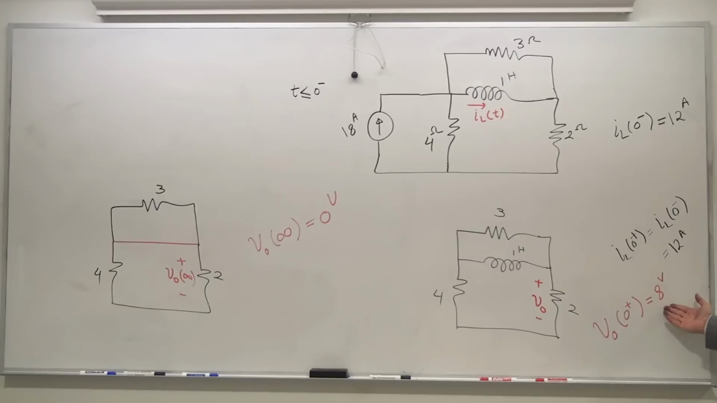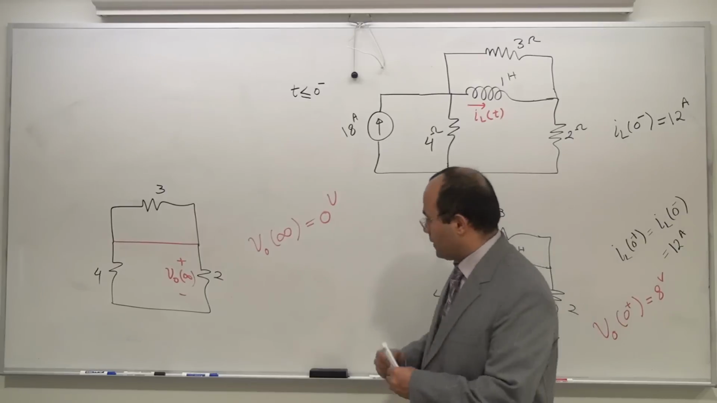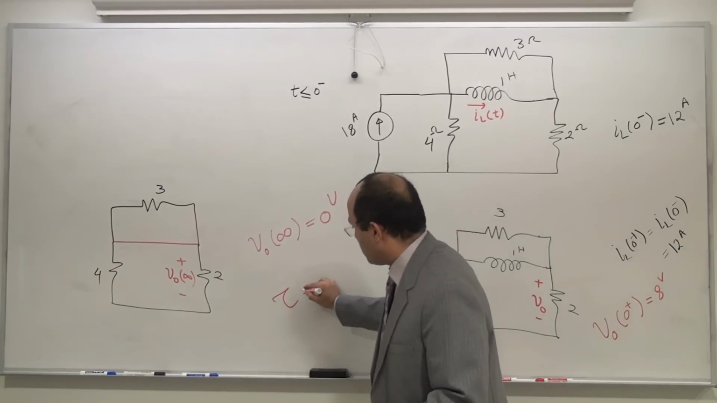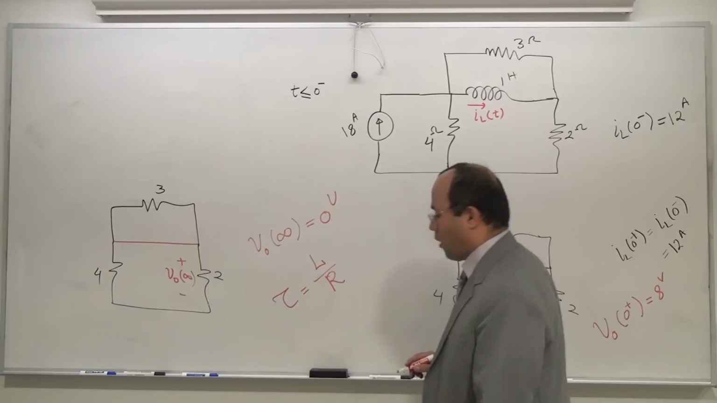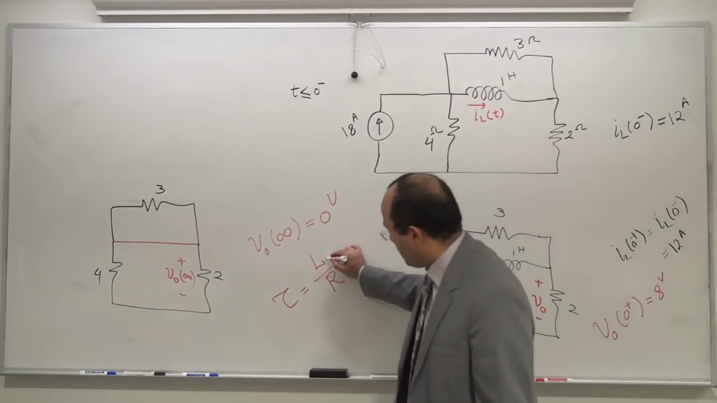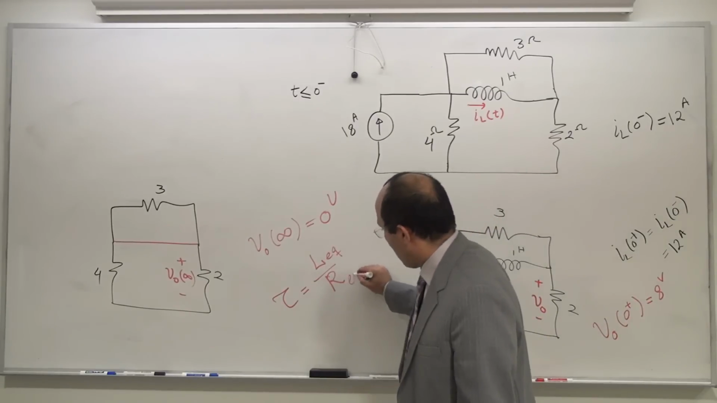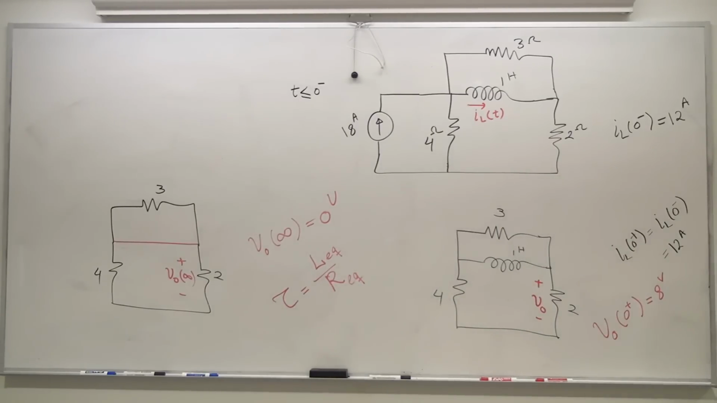VO of 0 plus, VO of infinity, you need to tell me what is my tau. What is tau? Let's not forget what the equation says. The equation says L divided by R. L equivalent divided by R equivalent. Okay?